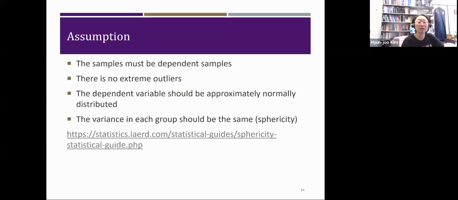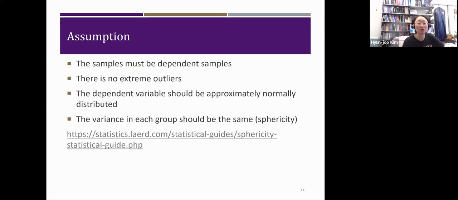This is video 3, and we'll talk about assumption checking in repeated measure ANOVA. To make sure the repeated measure ANOVA is an appropriate method to use, we want to check if all the repeated measure ANOVA assumptions are reasonably met. First, the data should be repeatedly measured, thus dependent samples, of course. The other assumptions are very similar to the ones for one-way ANOVA.